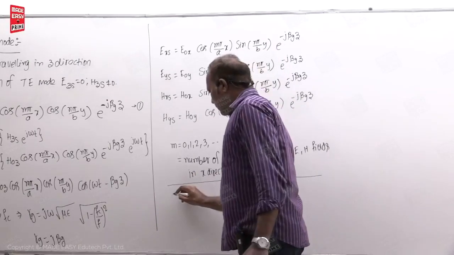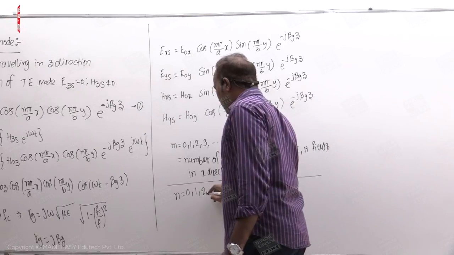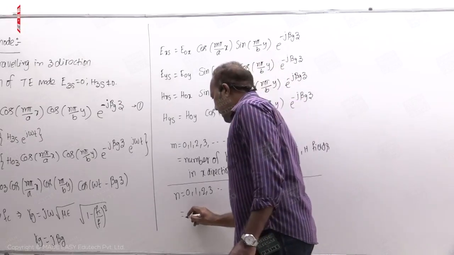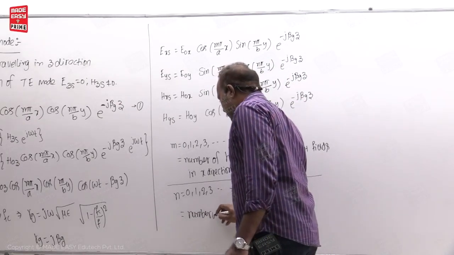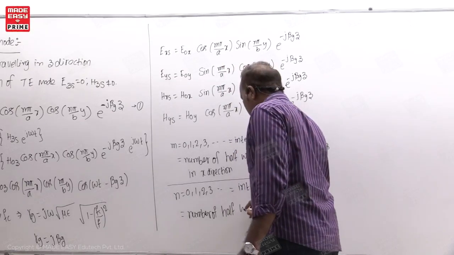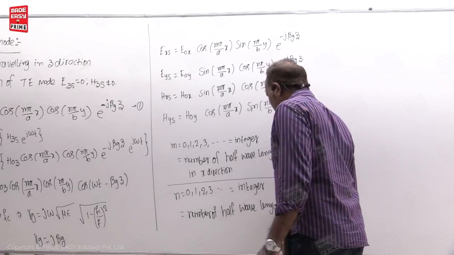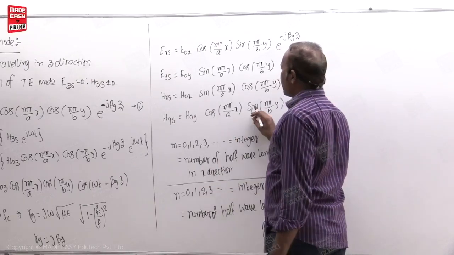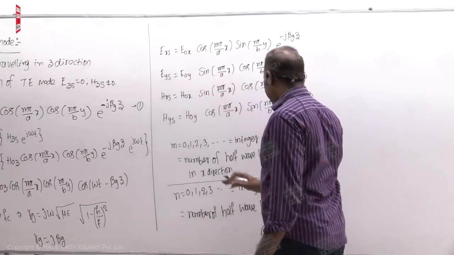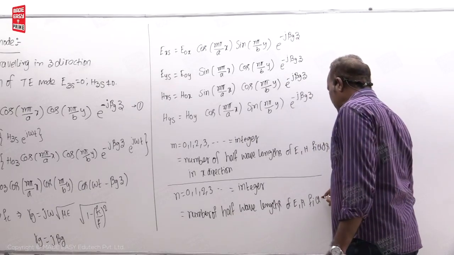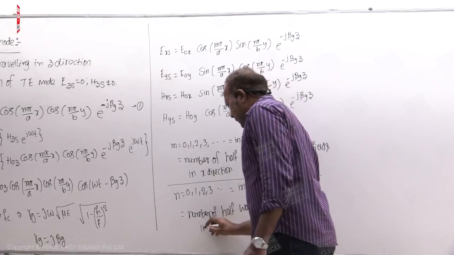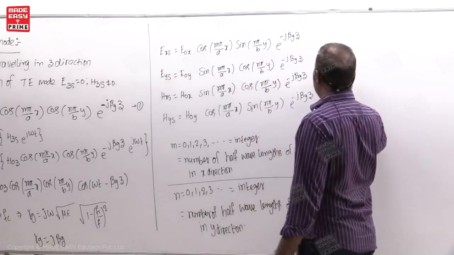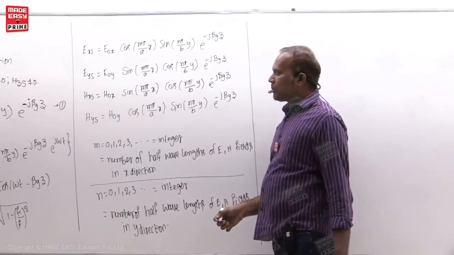Similarly, n is also an integer, 0, 1, 2, 3, and so on. So here n's physical meaning is the number of half wavelengths of electric and magnetic field, because this n is in the cosine terms of electric and magnetic fields, E and H fields, in y direction. If you want to observe that, you can observe here. I am making you observe.